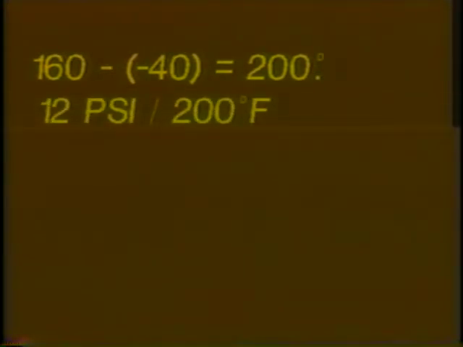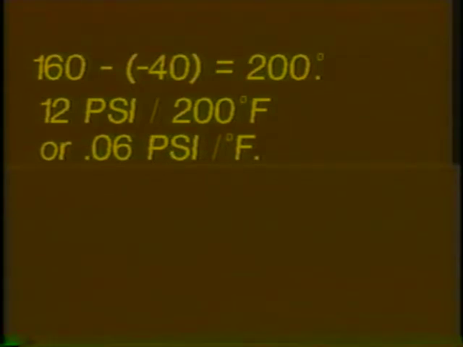Let's check your calculations. In problem number 1, the range was identified as minus 40 to 160. The span equals the difference between the upper and lower limits of the range, or 160 minus a minus 40, equaling 200 degrees. The next step is to divide the span into the 12 psi transmission pressure change, giving us 12 psi divided by 200 degrees, or 0.06 psi per Fahrenheit degree.